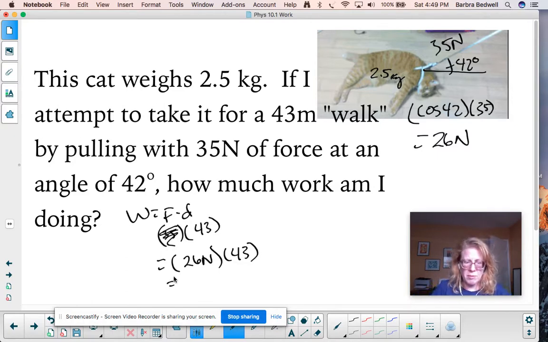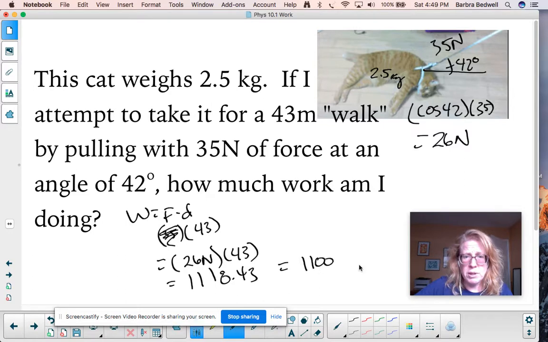43 meters is going to give me my total amount of work done times 43. And I would get, what? A big number, 1118.432. What in the heck do I do with that number? All right, so 2 sig figs looks like 1100 joules, or you could say 1.1 kilojoules.